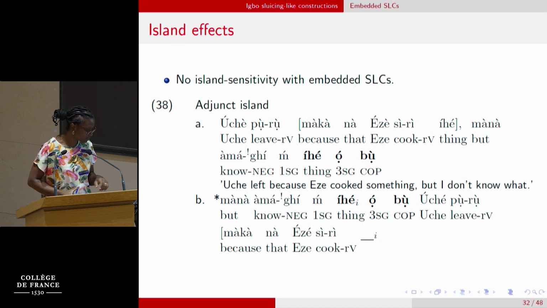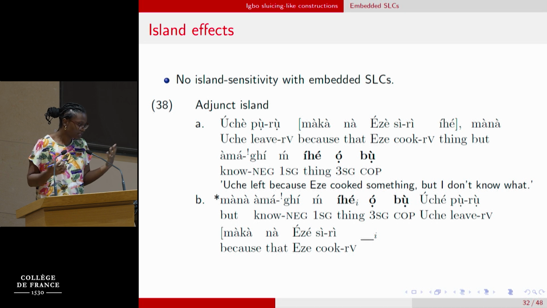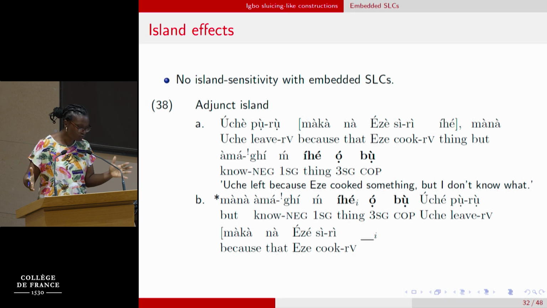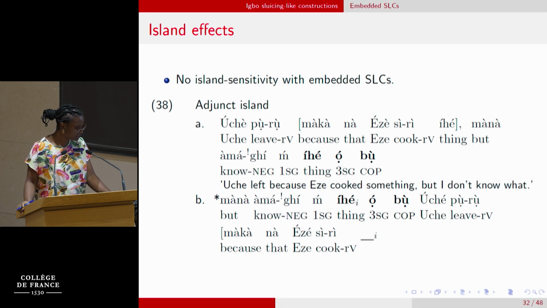So in the case of the adjunct island in 38A, we can have "which I left before, we could something, but I don't know what." But then if we have a full clause in 38B, this is bad.